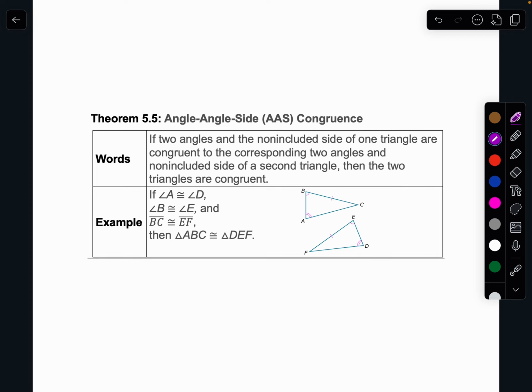Now, another way of showing triangles are congruent is angle, side. So the difference between this one is the side isn't included. Notice it goes angle, then we have a side. Now, it's got to correspond, obviously, otherwise it wouldn't be true. In our next video, we are going to show you why this is true.